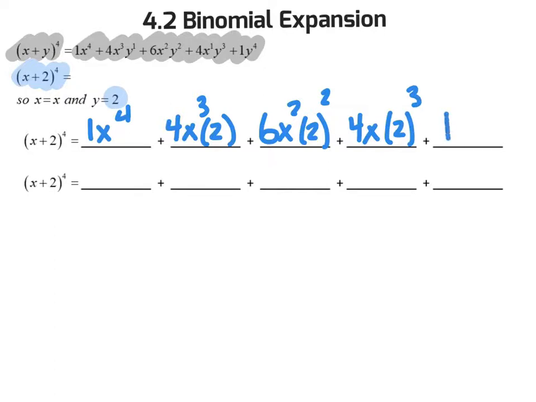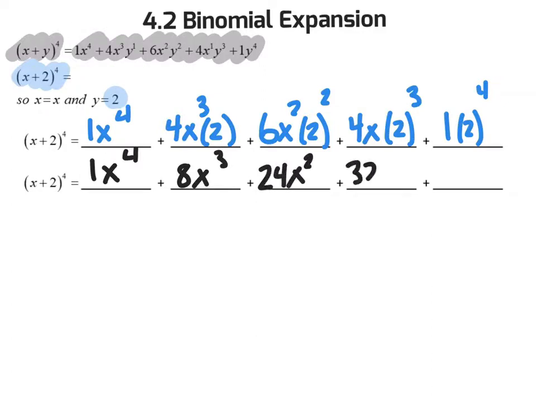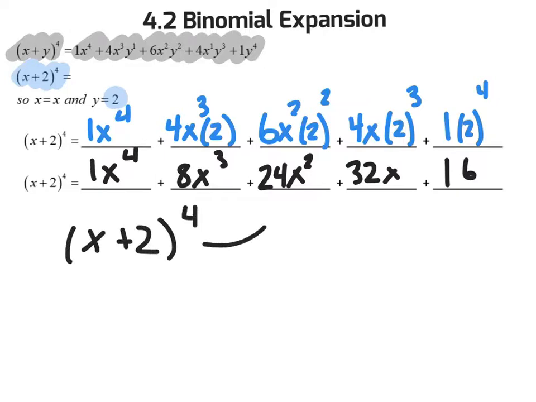And then 1y to the 4th. So let's do the simplification of that. The final result would be 1x to the 4th, 8x cubed, 24x squared. 8 times 4 is 32 x's, and 2 times 2 times 2 times 2 is 16. This would be the expansion of x plus 2 to the 4th. Pretty quick and sweet, isn't it?